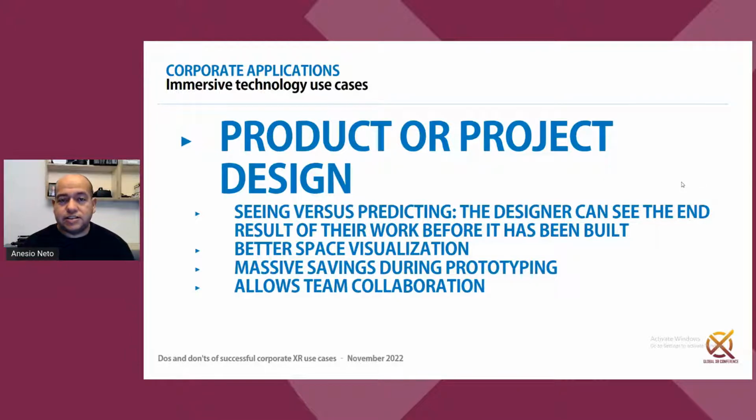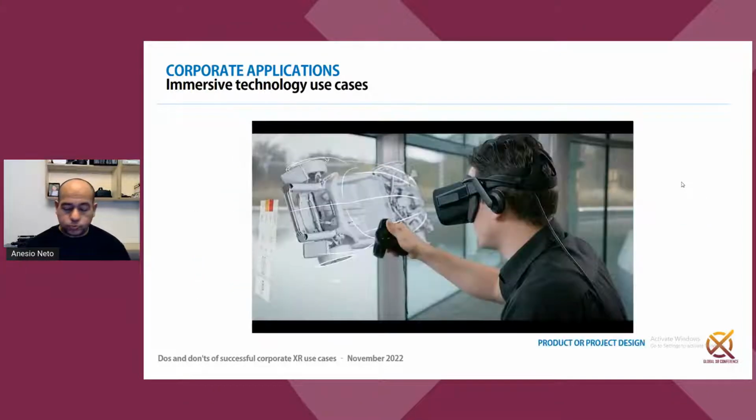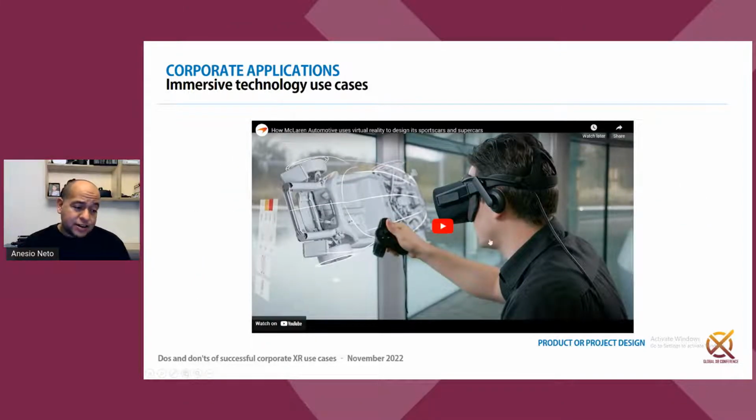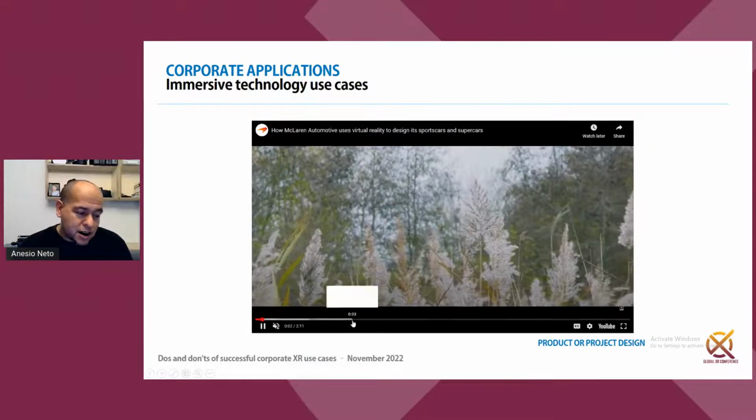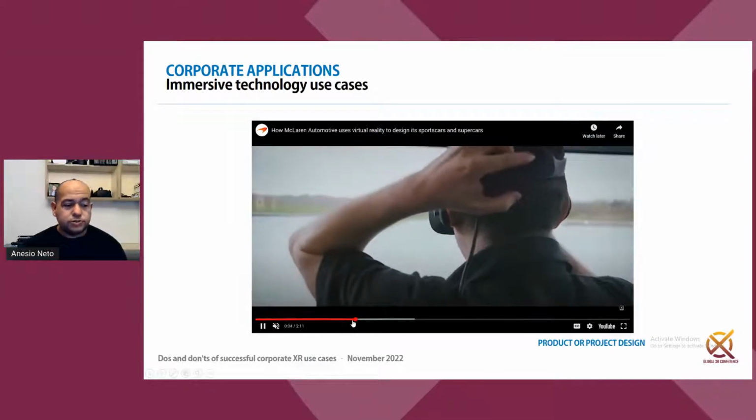As I mentioned, this allows team collaboration, which means that you can have colleagues working at the same time in different time zones, in different places, with different equipment by just using the headset and then developing some new cars or something like this. One example is McLaren. McLaren is developing some new cars by using virtual reality.